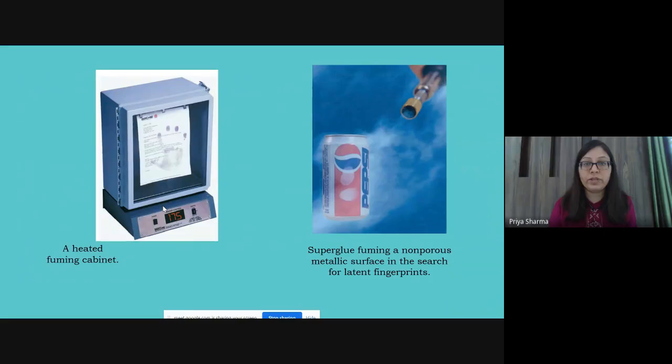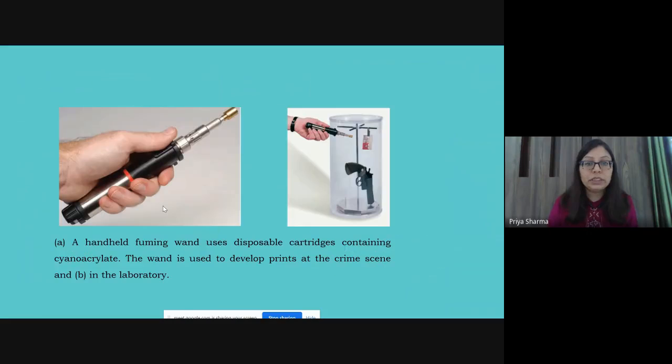So these are some of the instruments which are used to develop the fingerprints. These are fuming devices which are used to develop the fingerprints at the crime scene and in the laboratory.